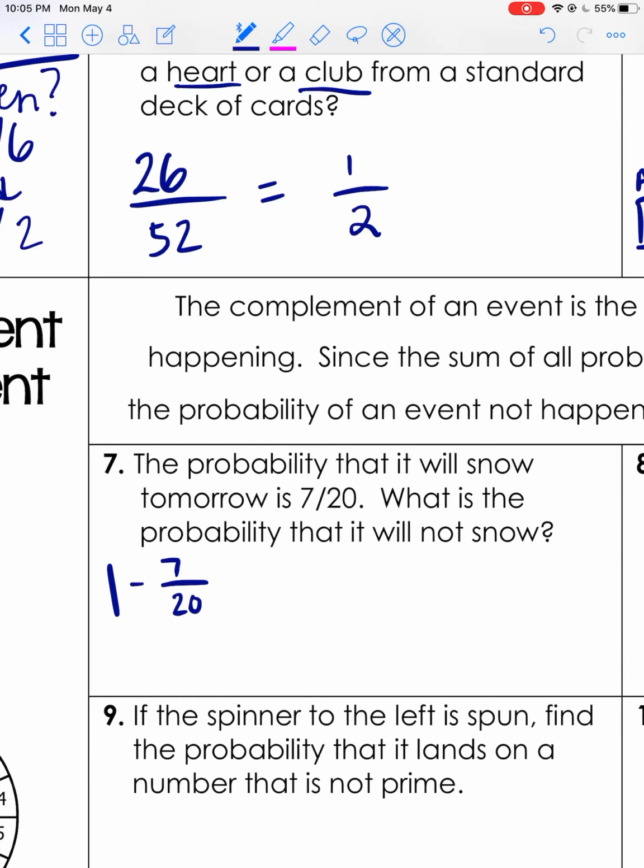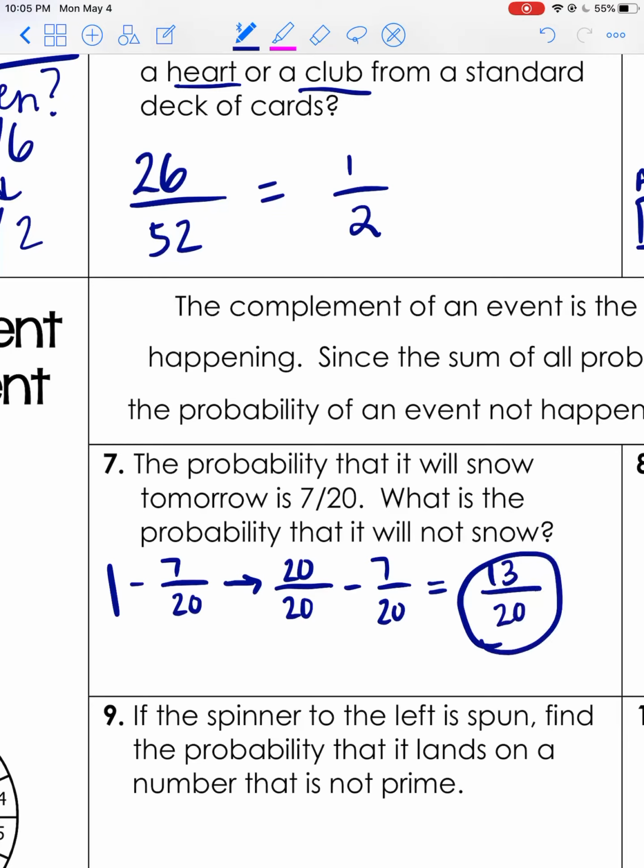Remember, when you are operating with fractions, you want a common denominator. So you're going to change that 1 to 20 over 20 minus 7 over 20. Now you just have to subtract the numerators and get 13 over 20. That's the probability that it's not going to snow.